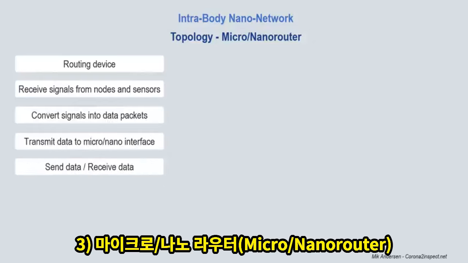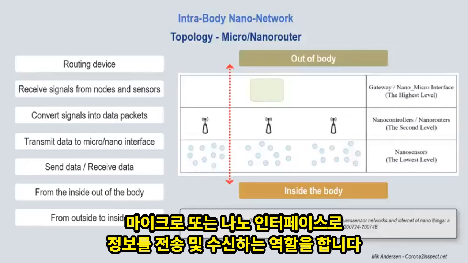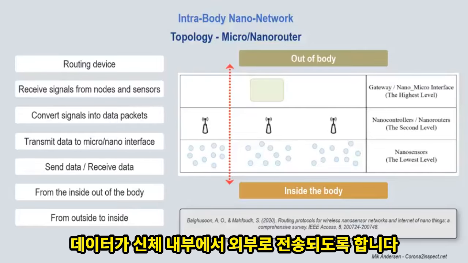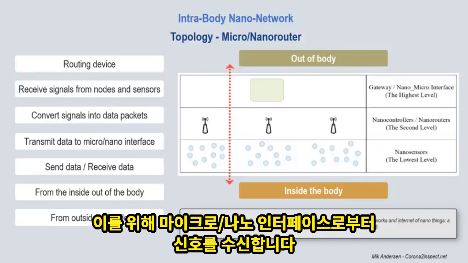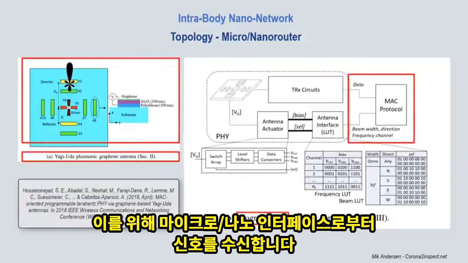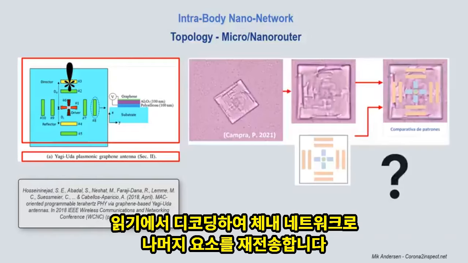3. Micro or nanorouter. These are devices whose function is to collect and process the data obtained through the nanonodes and nanosensors, sending and propagating the information to the micro or nano interface, so that the data is transmitted from the inside to the outside of the body. It can also act in the opposite direction, that is, from outside to inside the body, for which it will receive the signal from the micro/nano interface, decoding and routing it, to retransmit it to the rest of the elements of the intracorporeal network.